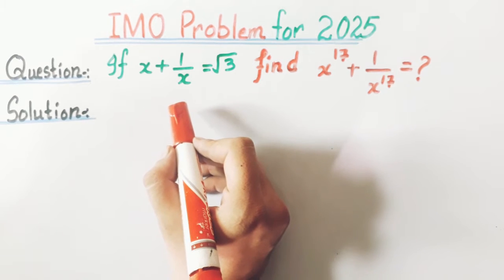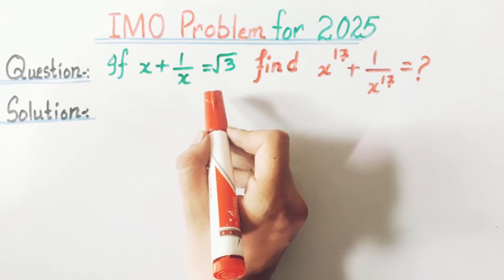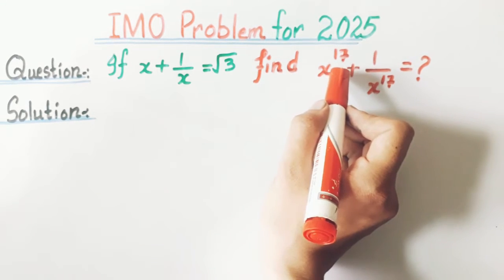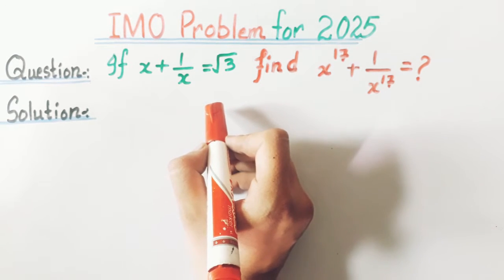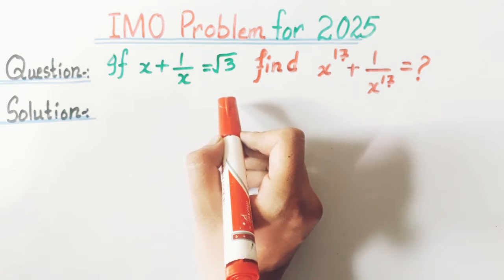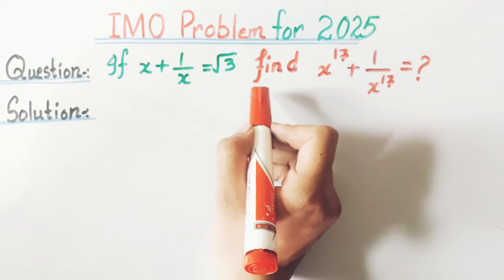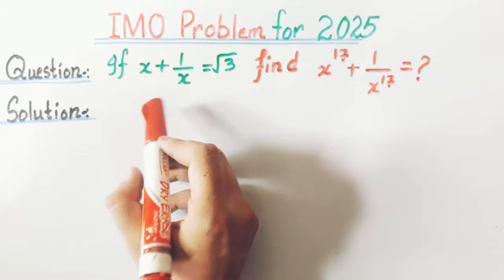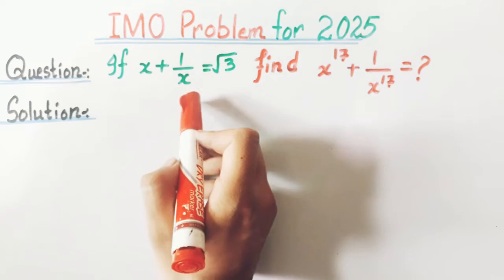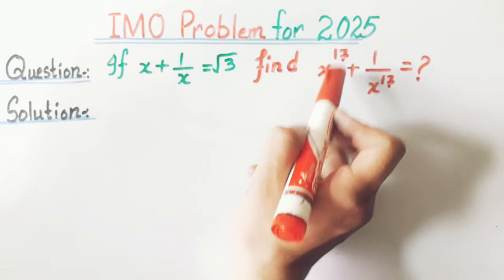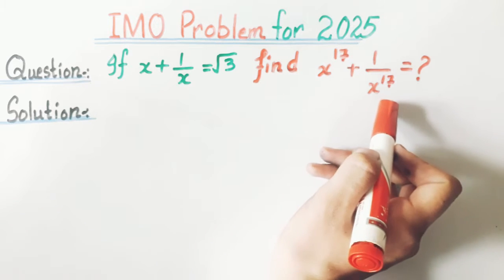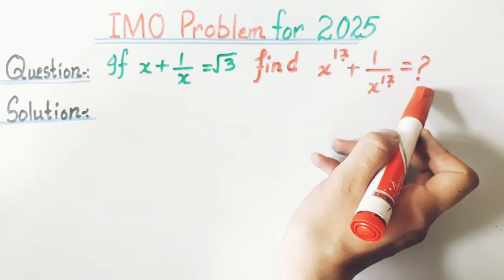What if I told you a single square root could unlock the 17th power of a number in just a few minutes? Sounds impossible. In this video, we will crack this question using a secret math Olympiad trick. Given is x plus 1 over x is equal to the square root of 3. Find the value of x raised to power 17 plus 1 over x raised to power 17.